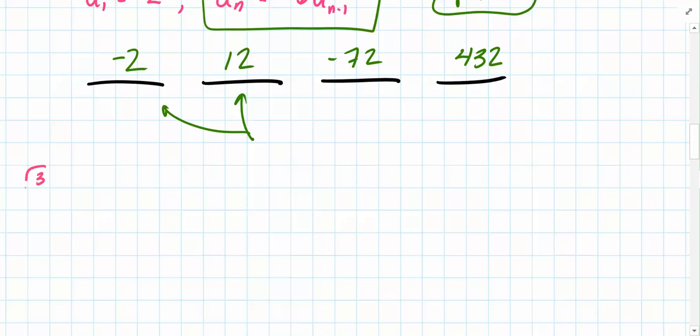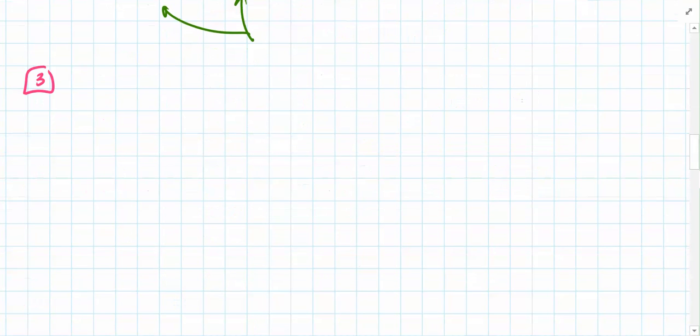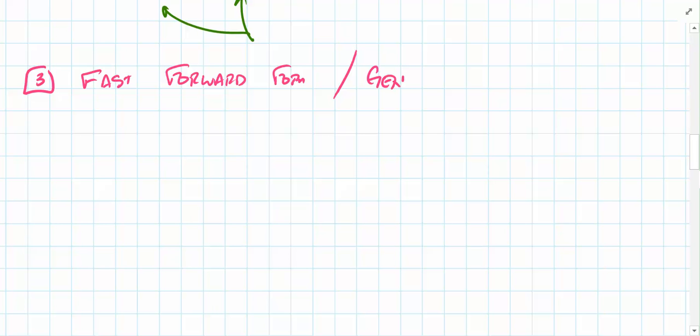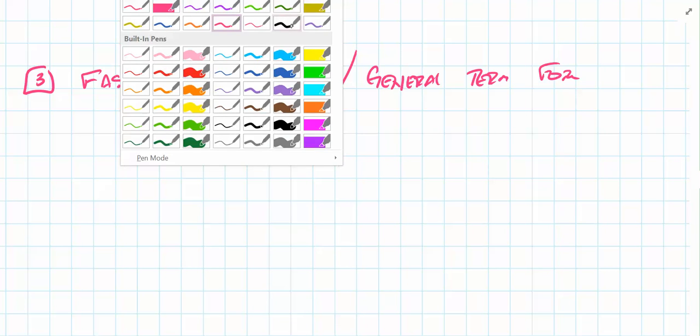Okay. So just like arithmetic sequences, the geometric sequence also has a fast forward formula. And it's also known as the general term formula. So you might see that as well. So fast forward in general terms.